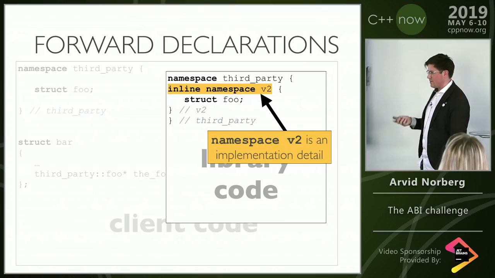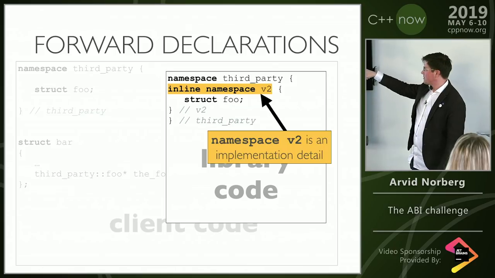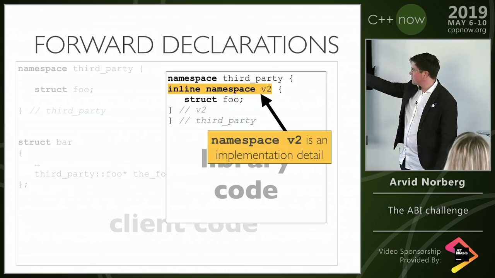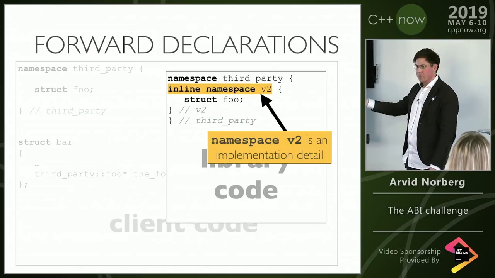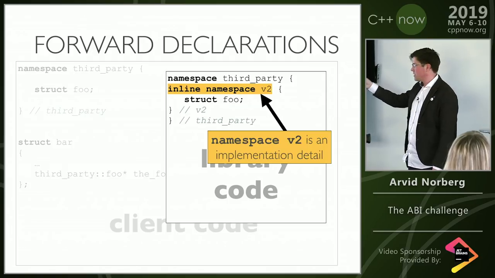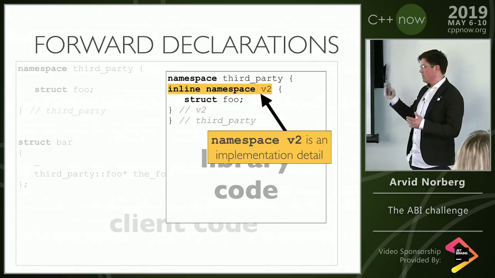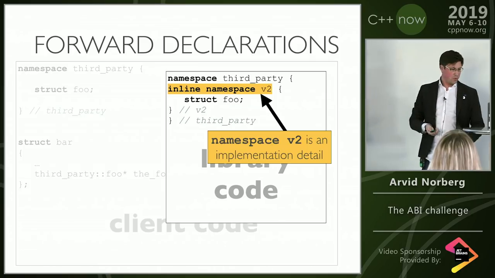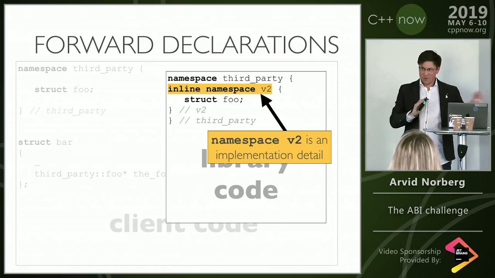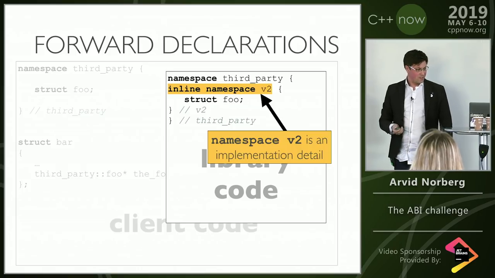For instance, if third party is a namespace alias, you wouldn't even be able to open it. If the next version of the library makes third party a namespace alias, you can't open it. Or if struct foo really is a typedef to something else, your forward declaration also wouldn't work. So there are lots of reasons to not forward declare this.